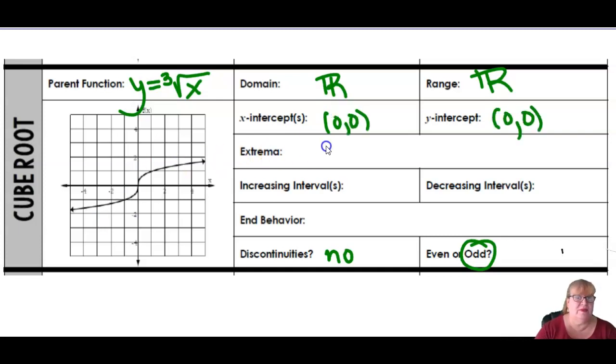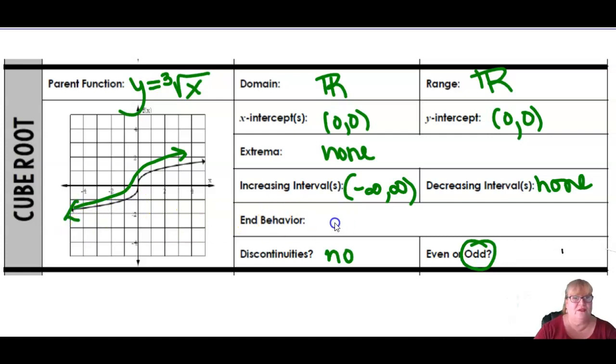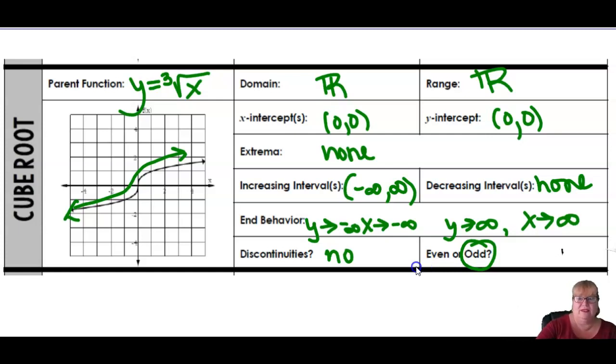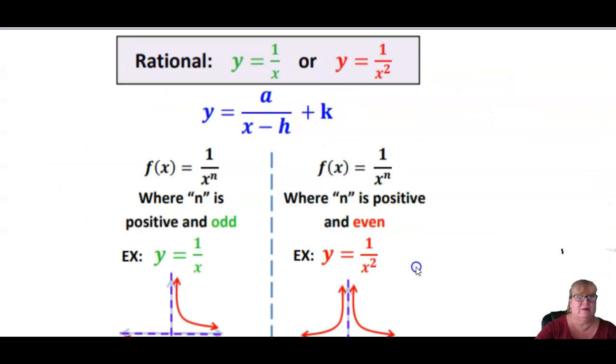There are no maxes or mins. Let's see, if we go left to right, the whole thing is increasing. And the end behavior on the left is going down. Okay, as x goes towards the positive or right, the y is also going up or towards positive infinity. All right, sorry, I did those in a really weird order. I don't know what's going on with my brain.